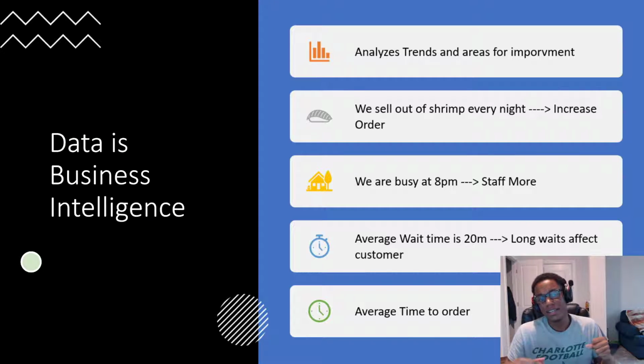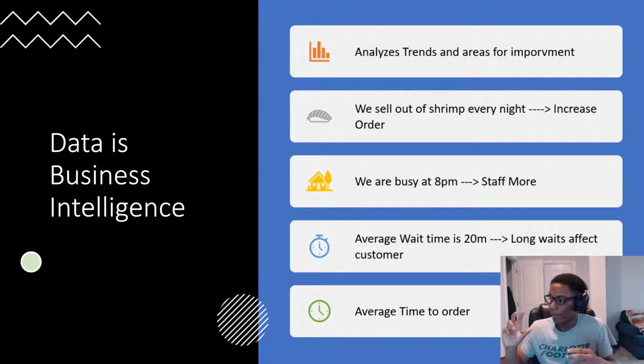So let's flip the script now. Instead of me wanting to go to a restaurant, let's say I own the restaurant. How can I use data to make better, smarter decisions, right? Because data is business intelligence, no matter the size of your business, right? So here are some great examples.